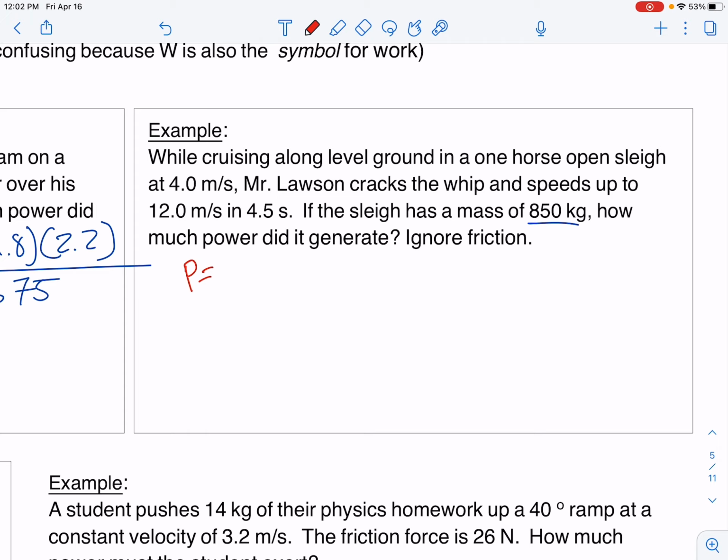We don't know force, so instead of using work, we can look at the change in energy over time. In this case, because this is an object in motion, we can look at the change in kinetic energy. So 1/2 mass times the change in velocity squared divided by time. Okay, expand that out. 1/2 mass times final velocity minus initial velocity, squared, all divided by time.